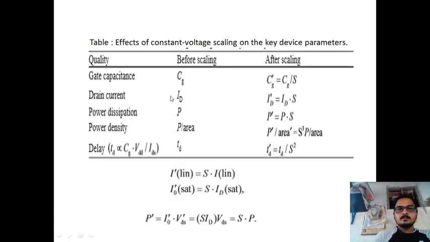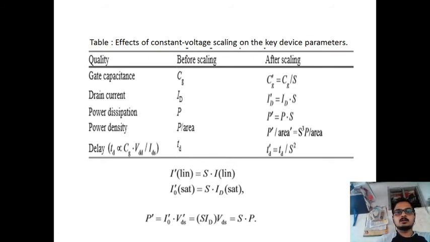Then see the key device parameters, similarly to that of constant voltage scaling. The gate capacitance Cg before scaling, after scaling, that is Cg by S. The drain current before scaling is ID, here it is ID into S.